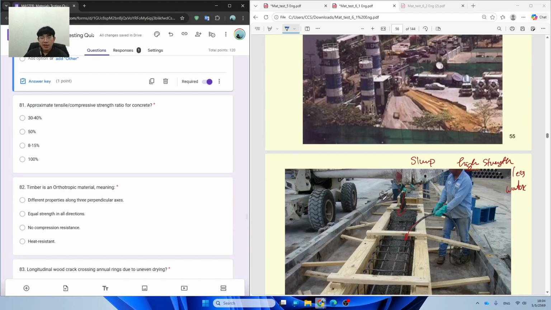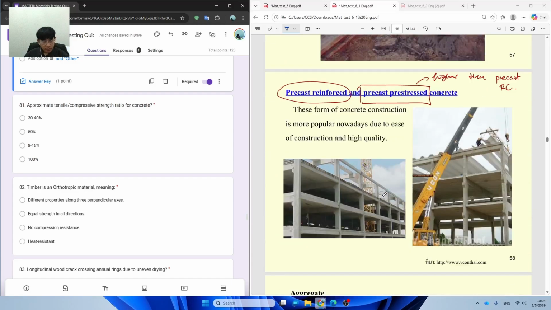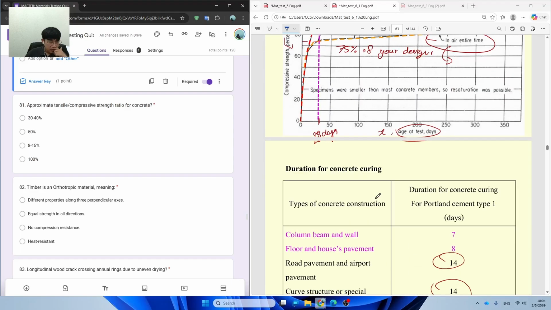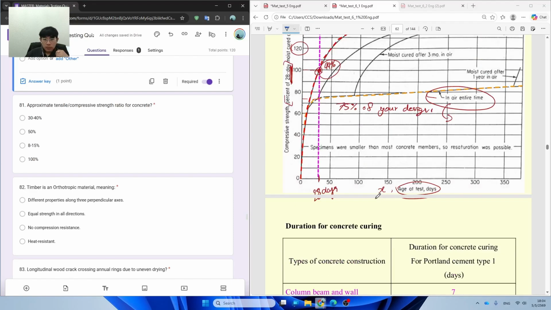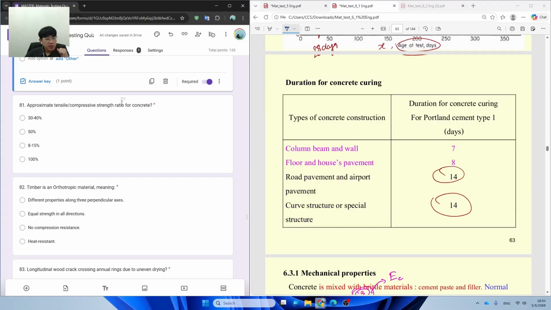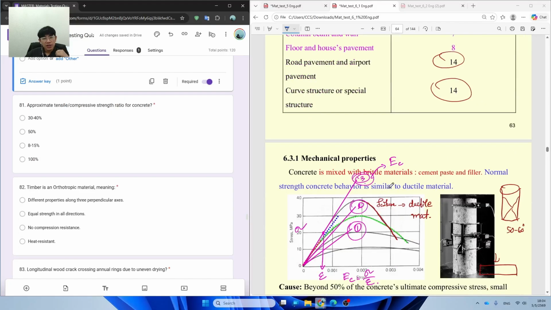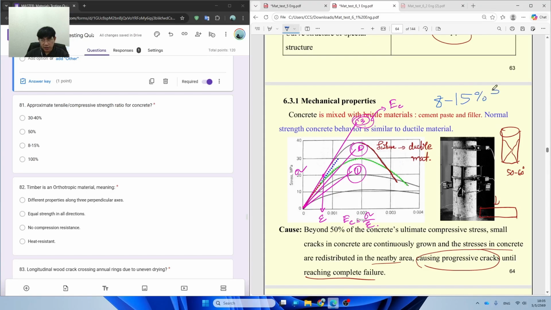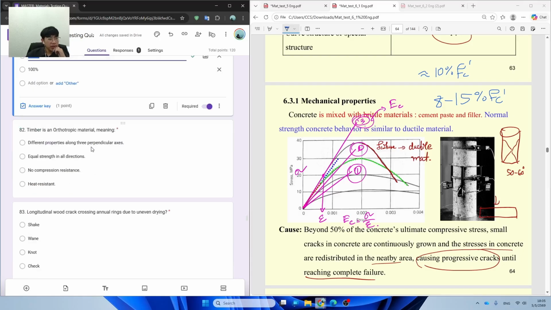And if we would like to compare the compressive strength to the tensile strength of the concrete, the tensile strength provides only around 8 to 15 percent of the f'c. But normally we just assume a round number, approximately 10% of the f'c. So the tensile stress of the concrete can resist only 10% compared to the compressive strength. So at this point, I pick 8 to 15.